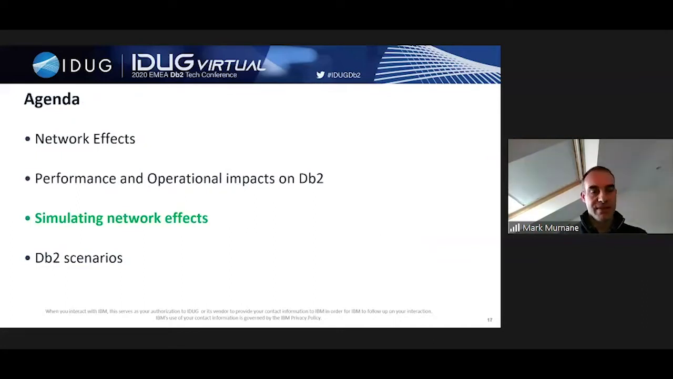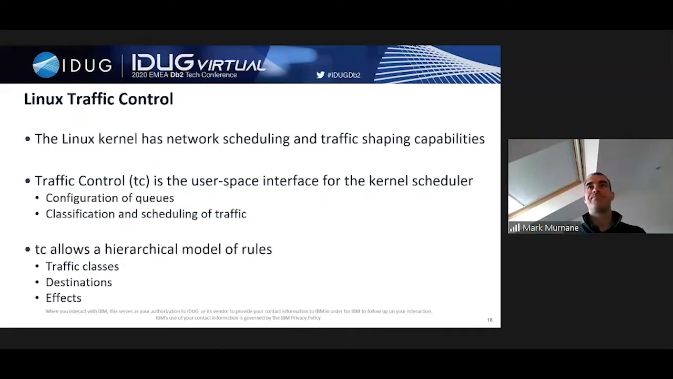So let's move on to the meat of things, how we simulate network effects. What we're going to talk about here primarily, and where we derive this ability to simulate, is from Linux traffic control capability. The Linux kernel handles network scheduling and traffic shaping, and traffic control is the name of the user space application we can use to interface with this. It allows us to configure different types of queues, whether they're for priorities or for different scheduling mechanisms. And it allows us to shape traffic by introducing rate limits or delays. It also allows us to classify different kinds of traffic if we require.